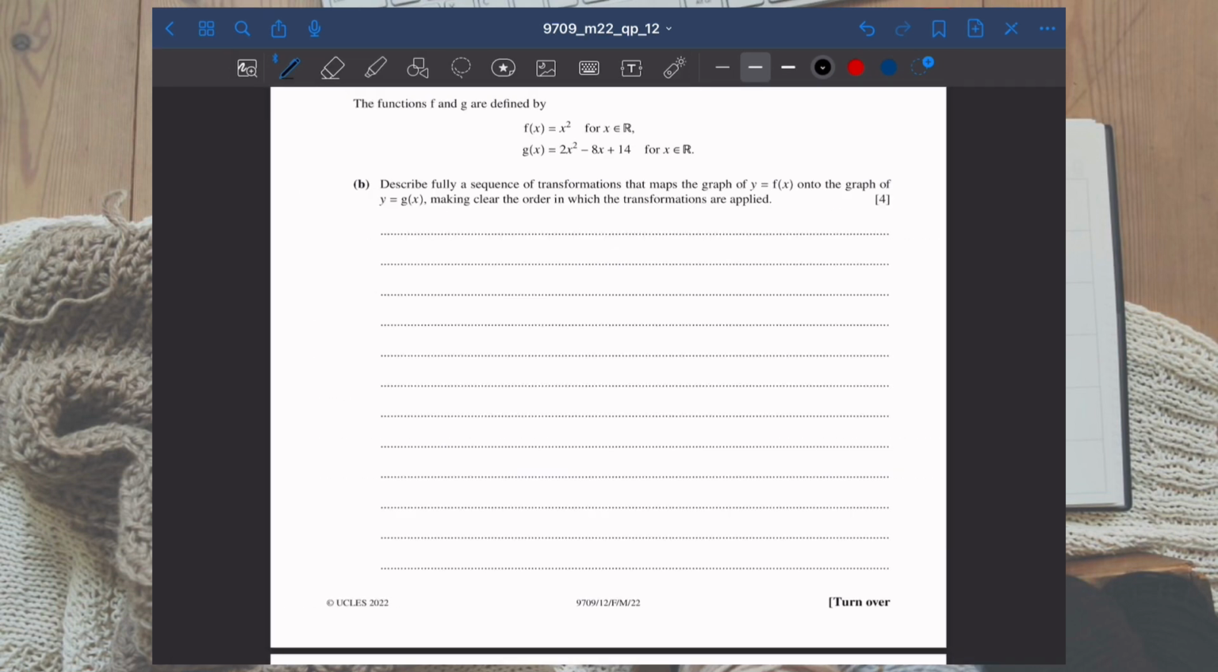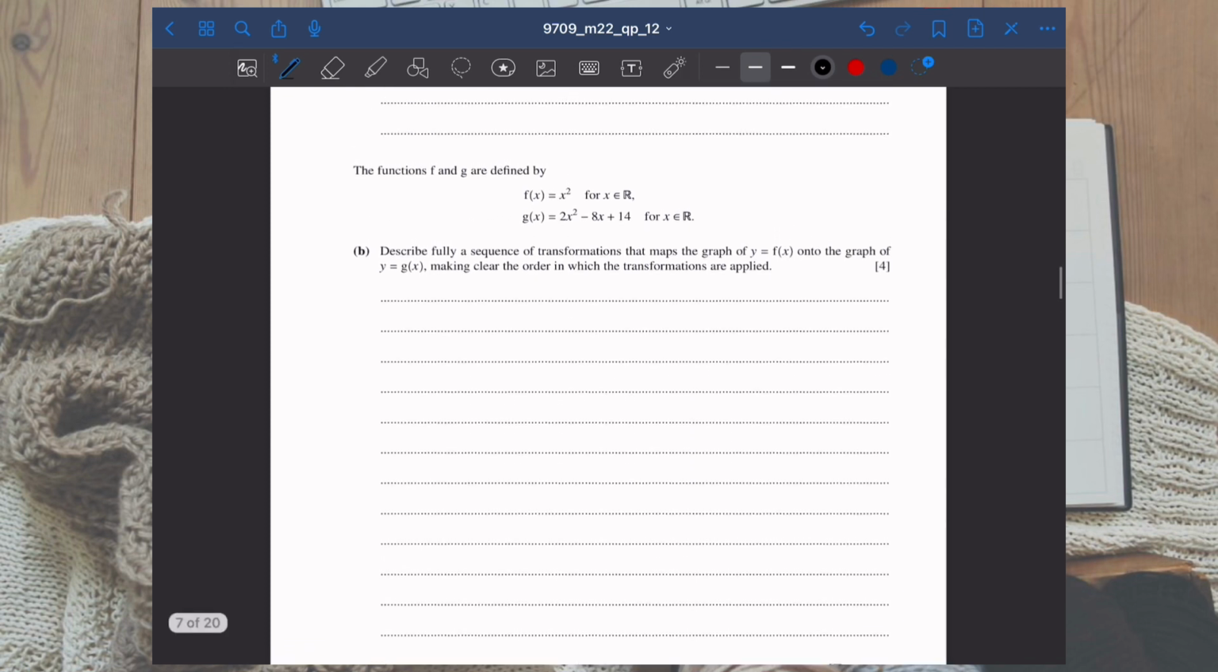Part B. The functions f and g are defined by f of x is x squared for all real values of x, and g of x is 2x squared minus 8x plus 14 for all real values of x. Describe fully a sequence of transformations that map the graph of y equals f of x onto the graph of y equals g of x, making clear the order in which the transformations are applied.